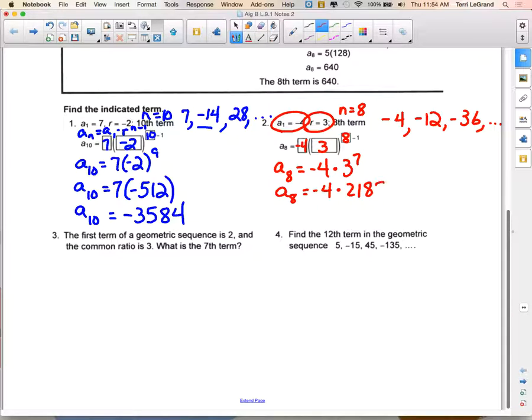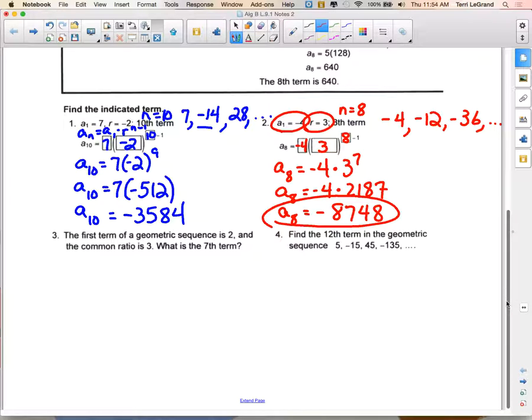2,187. Okay. And now we multiply that by negative 4. Our 8th term of this sequence that we started out there is, what was the last two? 48. Okay. Negative 8,748. And that's what we said should happen. It should end up negative, right?